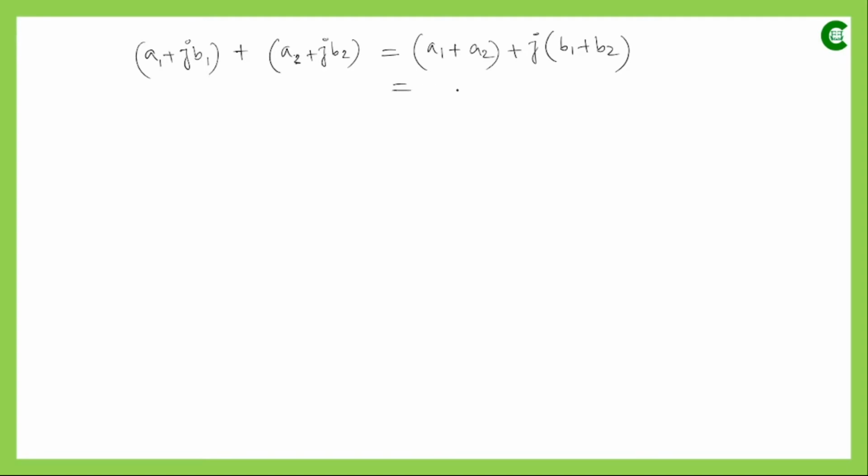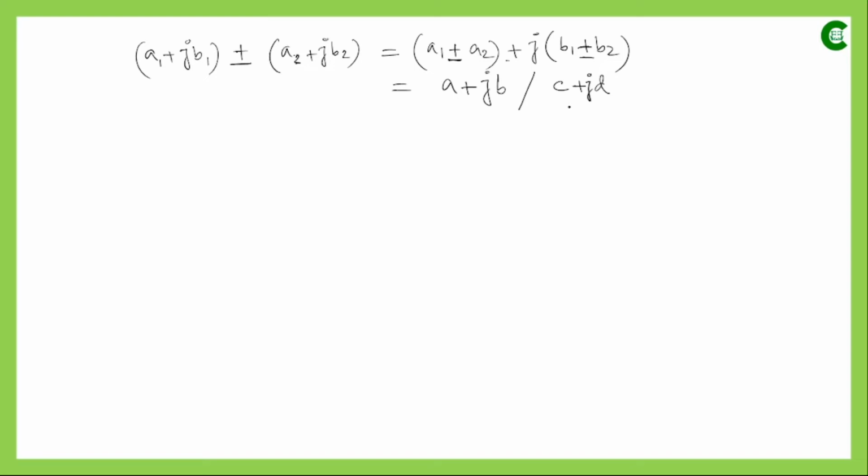Now suppose a1 plus a2 gives us a, and b1 plus b2 gives us b, then finally it will be a plus jb, and that is again in rectangular format. Similarly, if we want to subtract these two values, then again that can be done this way. So it will be a1 minus a2 plus j(b1 minus b2), and again that value can be c plus jd. The result of subtraction will definitely not be equal to the result of addition, so it can be expressed like c plus jd.